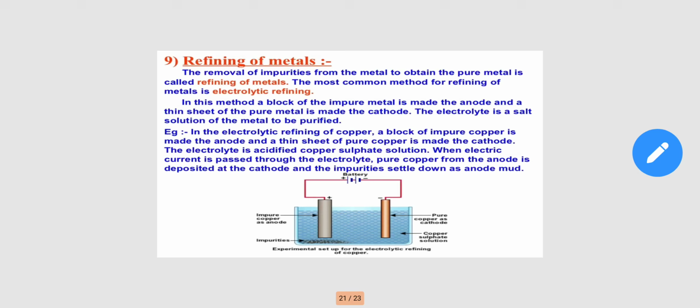For example, in the electrolytic refining of copper, a block of impure copper is made the anode and a thin sheet of pure copper is made the cathode. The electrolyte is acidified copper sulfate solution. When the electric current is passed through the electrolyte, pure copper from the anode is deposited at the cathode and the impurities settle down as anode mud.